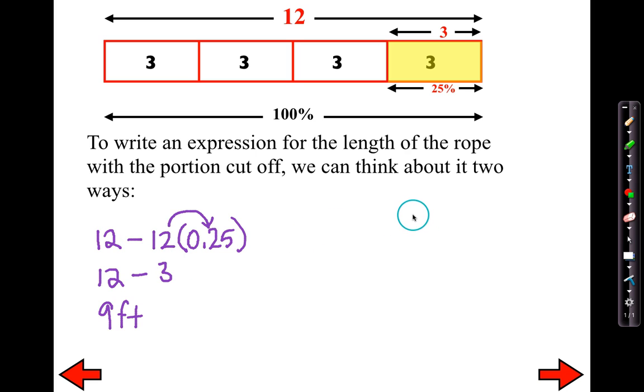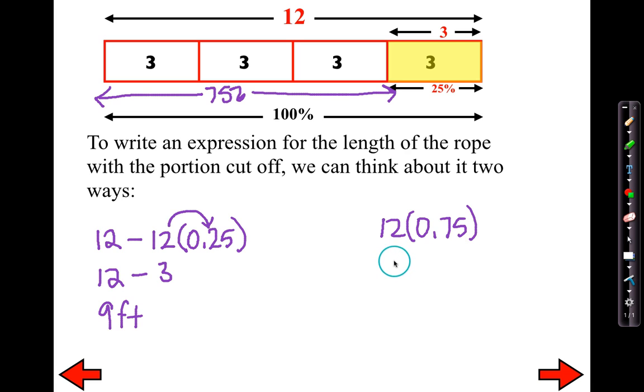The other option would be to think of it as, hey, I could take 12 and subtract the 25%, or understand if I am subtracting 25%, I am going to be left with 75%. So a quicker way might be just to take 75% of 12. So you can do 12 times 75%, which just so happens to also give you the same answer, which is going to be 9. So your answer would be 9 feet.